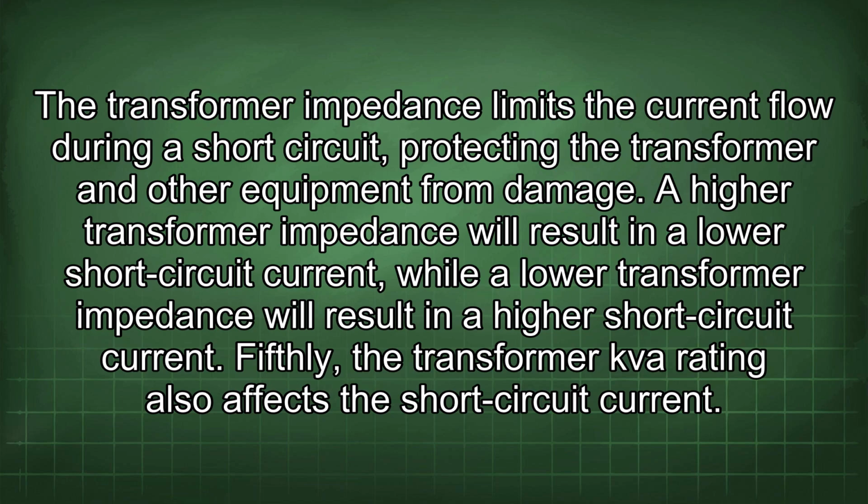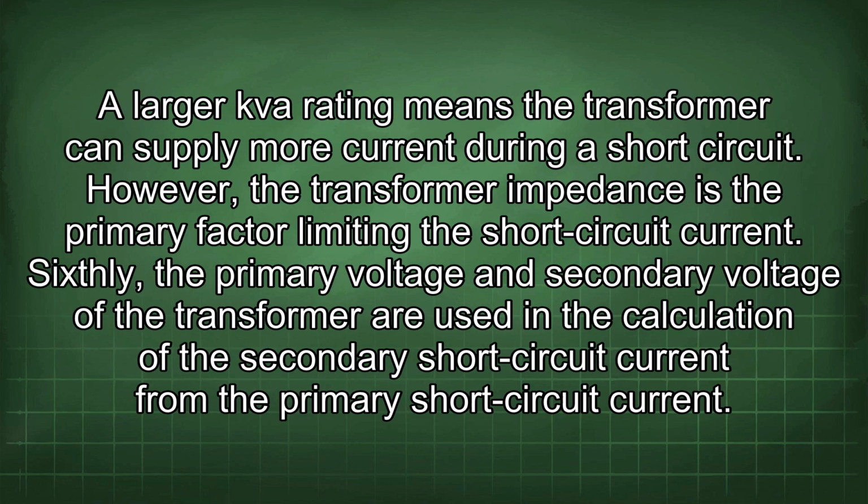A higher transformer impedance will result in a lower short-circuit current, while a lower transformer impedance will result in a higher short-circuit current. Fifthly, the transformer kVA rating also affects the short-circuit current. A larger kVA rating means the transformer can supply more current during a short circuit. However, the transformer impedance is the primary factor limiting the short-circuit current.